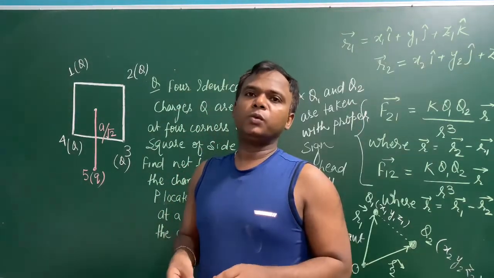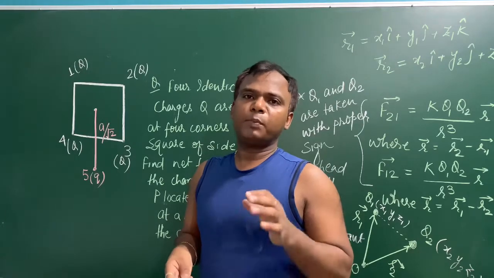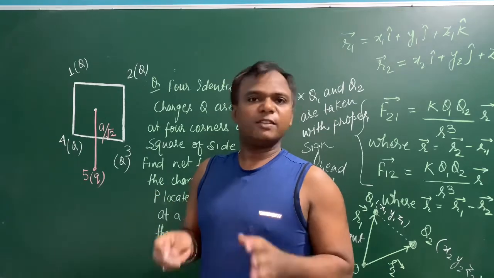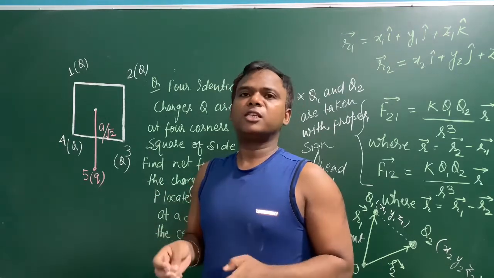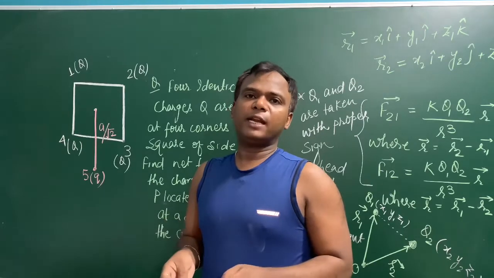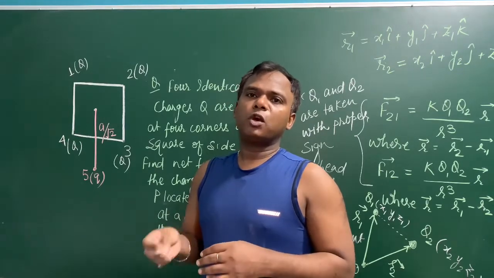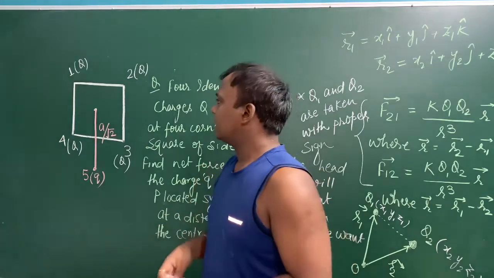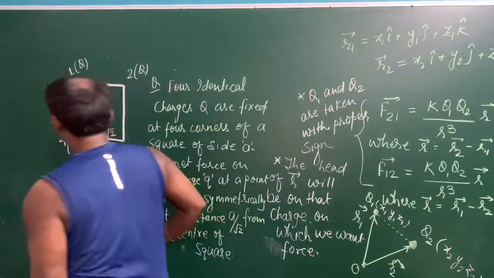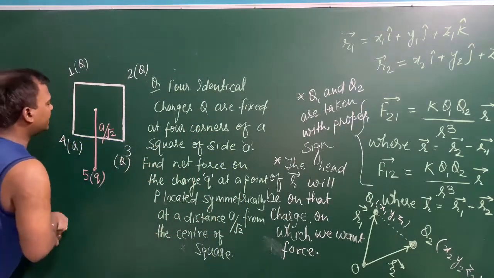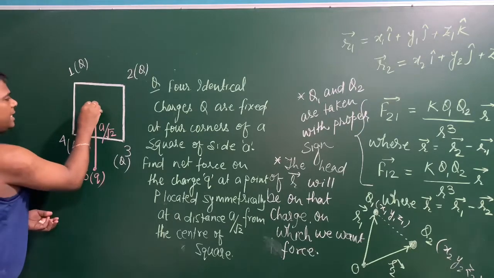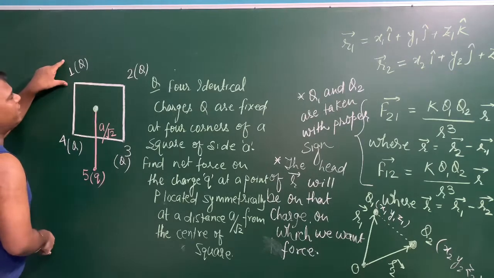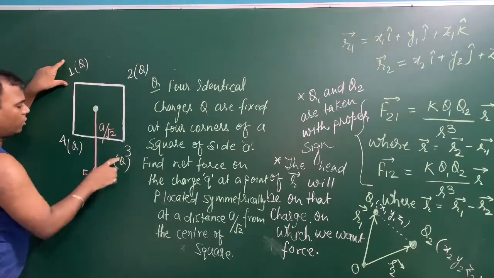If we try to solve this problem using the vector form of Coulomb's law, then it is very necessary to locate the origin at an appropriate position so that we can write the coordinates of all the charges with respect to the origin. So the selection of coordinate system is very important whenever we are trying to solve a problem using Coulomb's law in vector form. That's why I selected the origin at this position, the center of the square, so that we can easily write the coordinates of 1, 2, 3, 4 and so on.